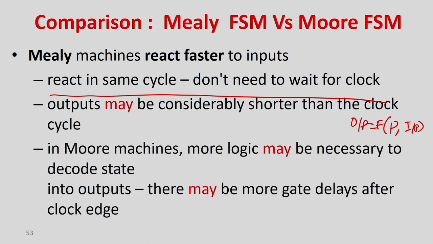In Moore machines, more logic may be necessary to decode states into outputs. There may be more gate delay after the clock edge, because in Moore machines output depends on states. First the state transitions need to happen, and only then will you see the output.